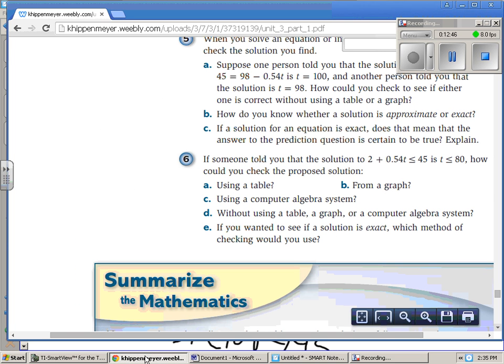Okay, it also says, letter E, if you wanted to see if a solution is exact, which method of checking would you use? And really, that's an opinion question. I would prefer the algebraic method when we use the equation. But yeah, you could get pretty close when you're looking at the table and the graph.